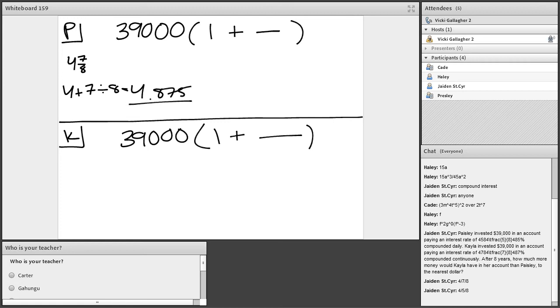4.875. And then we need to change that from a percentage to a decimal, so we're going to divide by 100. So that is 0.04875.